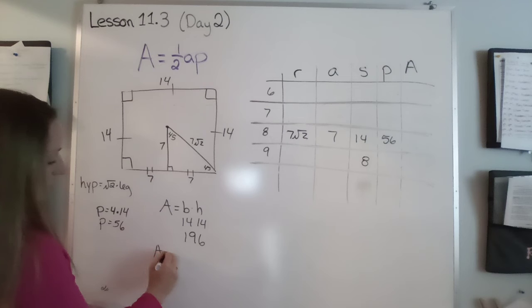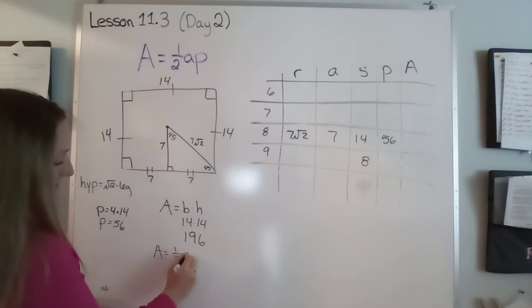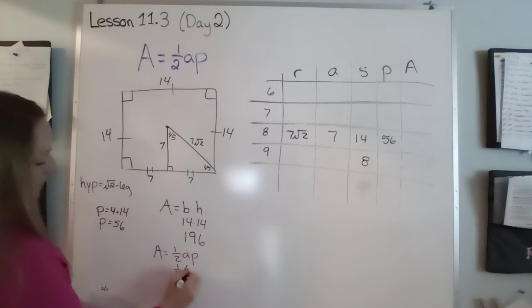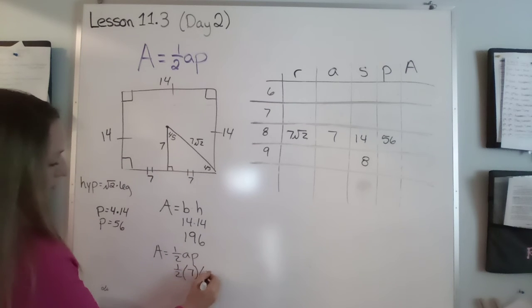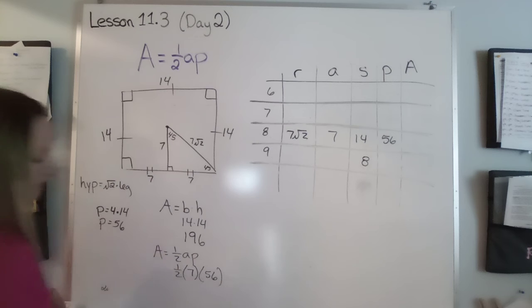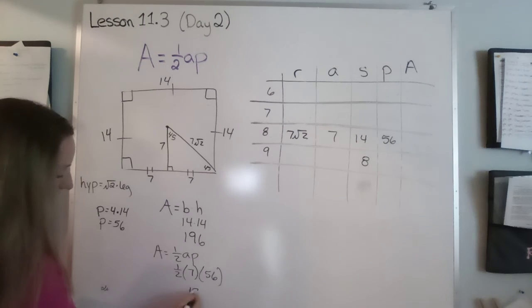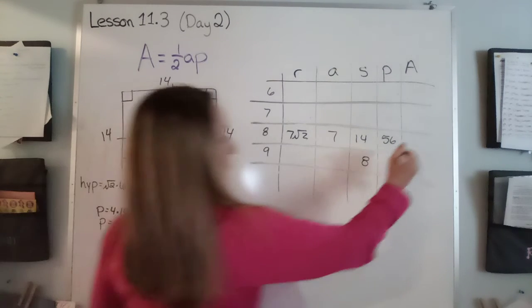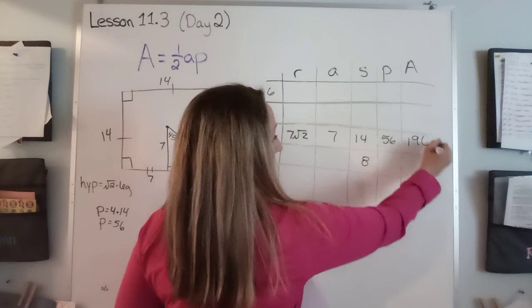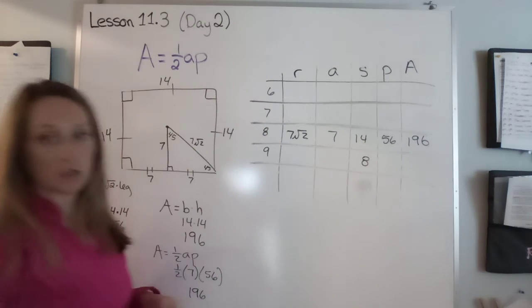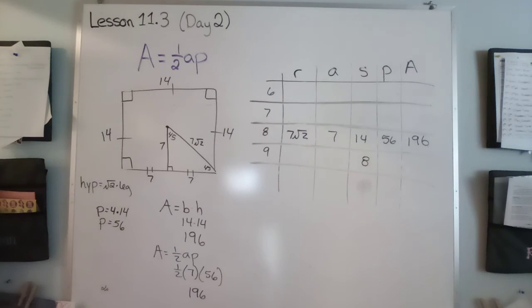Or you can use 1/2 AP. 1/2 the hypotenuse 7, times the perimeter, which is 56. Okay, you could double check my math, but 1/2 times 7 times 56 is also 196. So you have two different ways of figuring out the area. You don't have to use the perimeter, which is why it's not listed in that table.